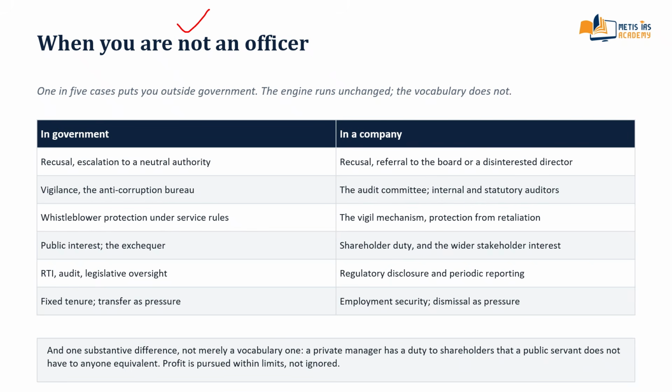Habit two: anchor in the real. Name the actual safeguard: recusal, asset declaration, the internal committee, a written record of an oral instruction, escalation to a named authority. "Following proper procedure" is a phrase that means nothing. The specific mechanism is what earns the marks, exactly as in the theory half.